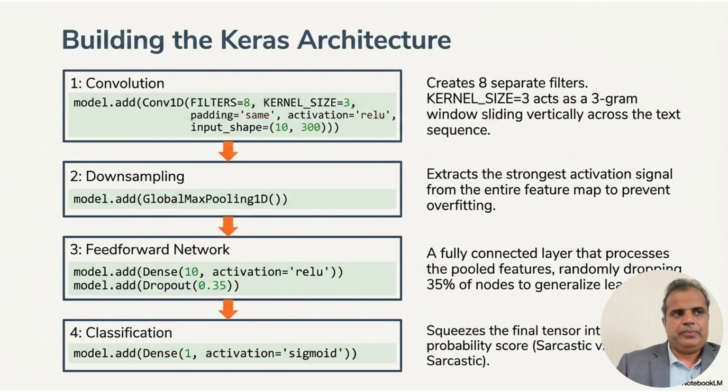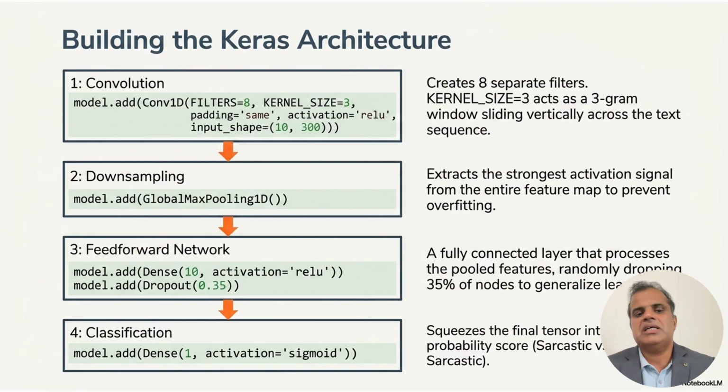protect against overfitting. In layer 3, we pass those pooled features into a fully connected dense layer with 10 nodes to mix our signals, accompanied by a dropout layer set to 35% to force the network to generalize its learning. Finally, layer 4 is our binary classifier, a single node using a sigmoid activation function. This squeezes our complex math down into a single decimal number between 0 and 1, representing the probability of whether a headline is sarcastic or sincere.